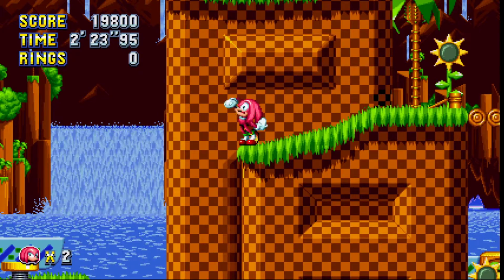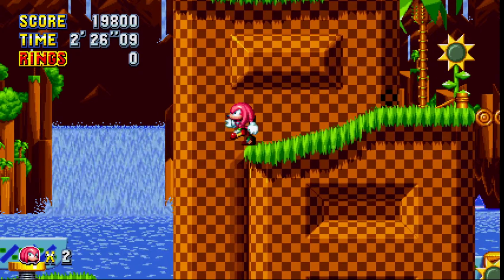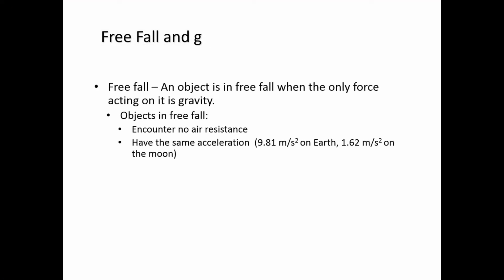What is freefall, or when is an object considered free falling? An object is in free fall when the only force acting on it is gravity. With that being said, if there's air resistance, then it is not considered free fall.